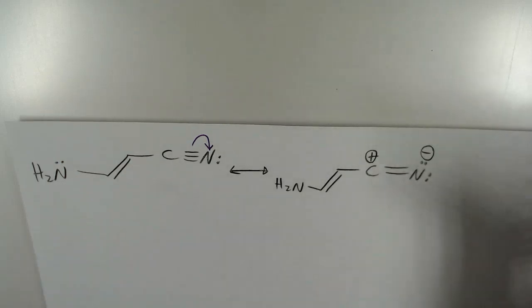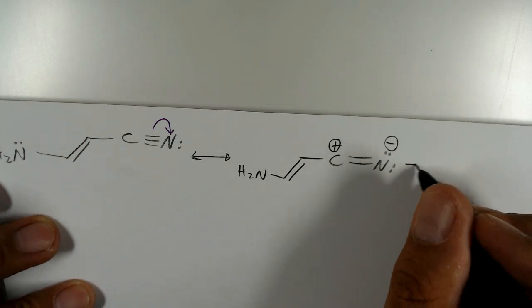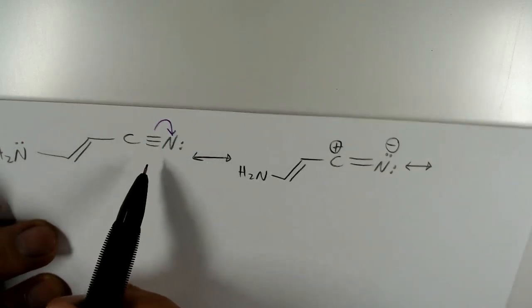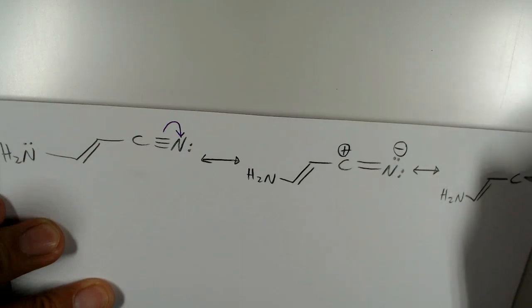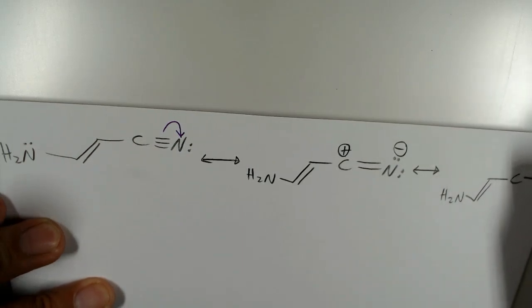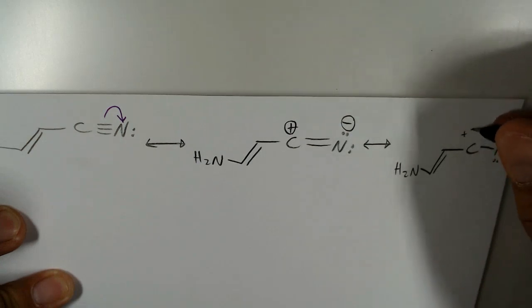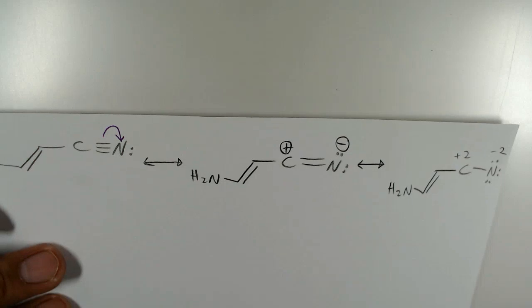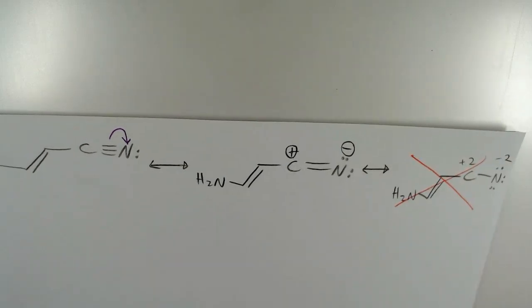You could draw another resonance structure where I show another bond breaking. Actually, let me draw that, but I want to explain why it's wrong. It means doing the same arrow push again. You don't want to do this, and you can draw the resonance structure to see why. If I do the same arrow push again, that's what I would end up with. The problem is, look at the charges. We have a plus 2 and a minus 2. Anything higher than plus 1 or minus 1 is a high energy structure. You want to avoid them. So that is a bad resonance structure, and I'm putting a big red X through that. A better place to go would be to move the other double bond.